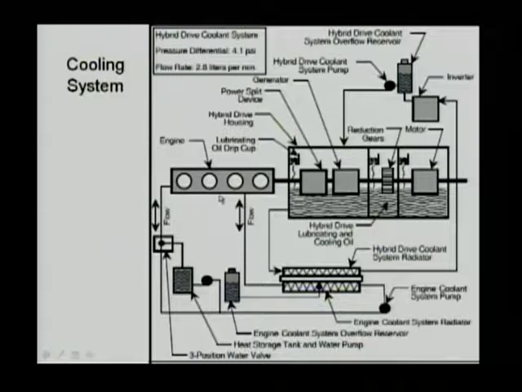So if you look at the lower left corner, look at the engine. Connected to the engine is a cooling pipe with a 3-position valve, and that is connected to a heat storage tank, and then that is connected to an engine coolant system pump, and then the radiator. And after the radiator, it goes to the engine. So this loop goes from the engine to the tank, then to the pump system, to the radiator, and then goes back to the engine. So the engine heat is dissipated in the radiator.